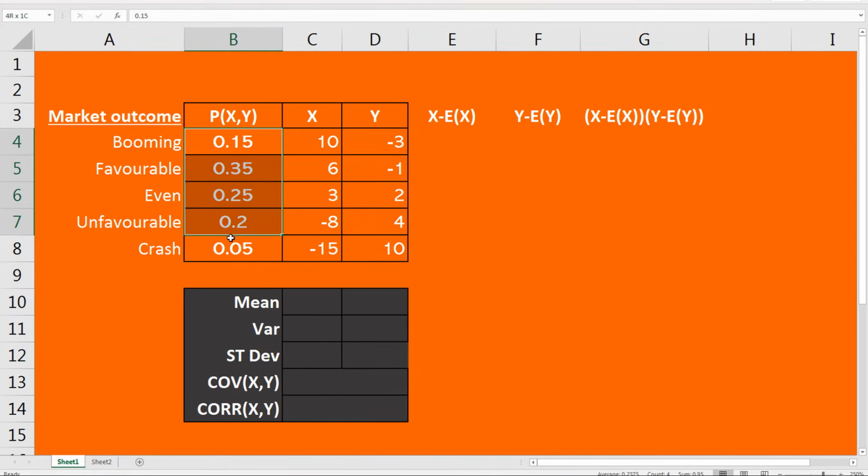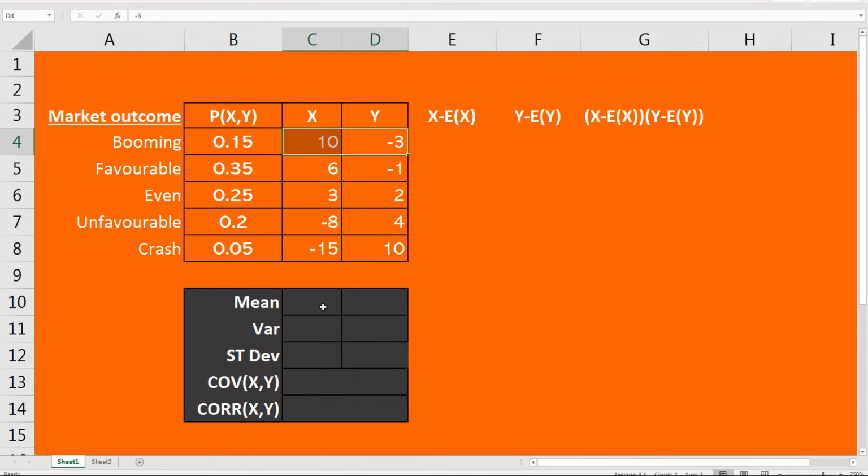Now, each of these probabilities have accorded with some kind of market outcome. Let's just say these are stocks again. So if the market is booming on a particular day, X goes up $10. Y goes down $3. So Y happens to work probably in the opposite direction to the market as a whole, which happens with quite a few stocks actually. Anyway, again, we're going to try to find a numerical way of assessing the relationship between X and Y.